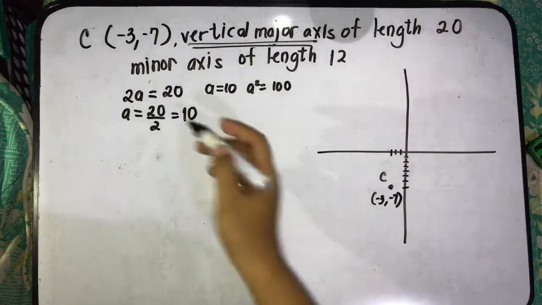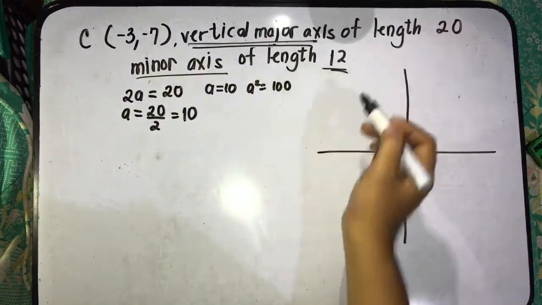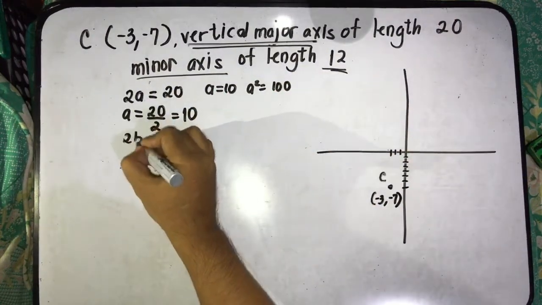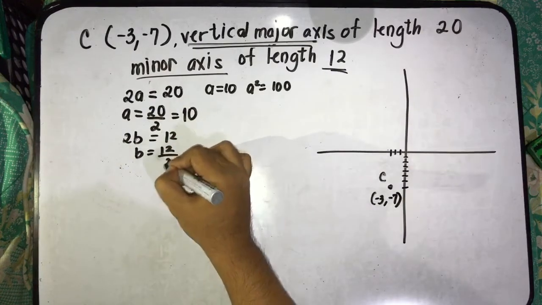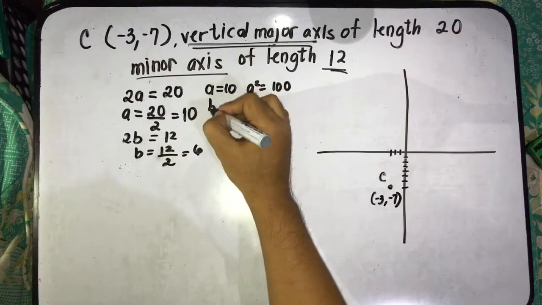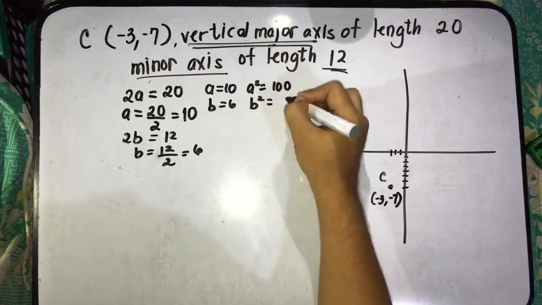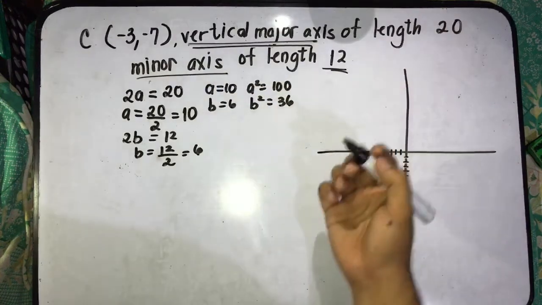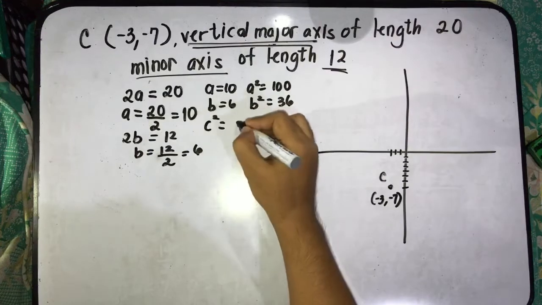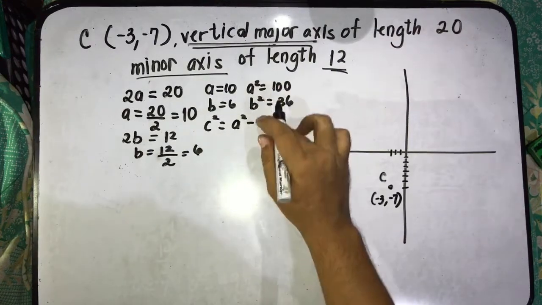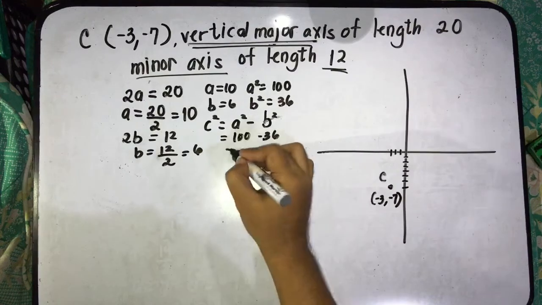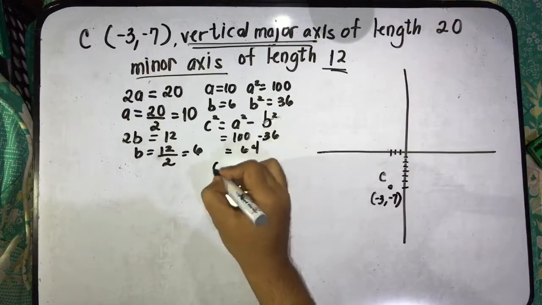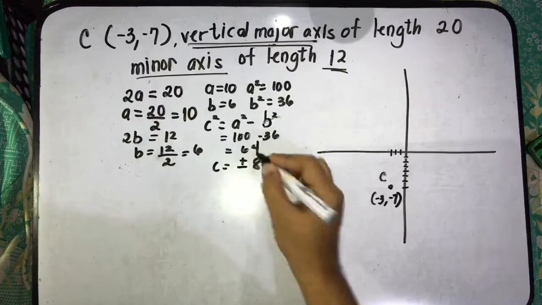Okay, and also we are given the minor axis of length 12. So therefore, that is 2b. 2b is equal to 12, and b now is equal to 12 over 2, and that is 6. If b is equal to 6, b squared would be 36. And how do we get c squared? C squared now is equal to a squared minus b squared. And that would be 100 minus 36, and that is 64. And c is equal to plus minus 8.